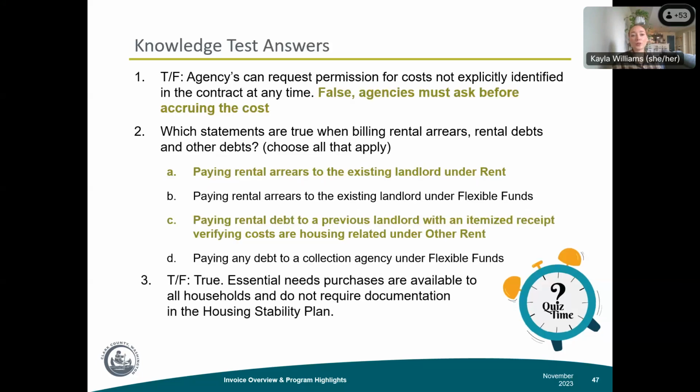Okay. So question 1 is false. Agencies need to ask for approval before accruing the cost. Question number 2, the correct answer is A and C. You can pay rental arrears to the existing landlord under rent, and you can pay rental debt to a previous landlord with an itemized receipt, which will be under rent as well, so ignore that other rent. And then question 3 is true. Essential needs are not required to be documented in housing stability plans.